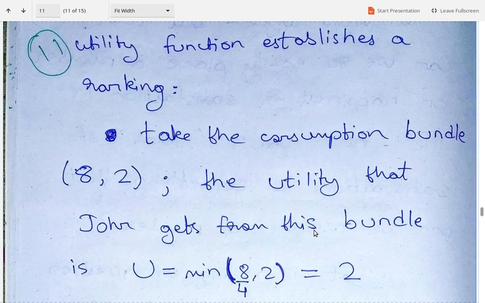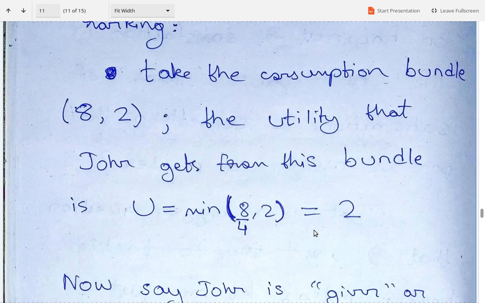The utility that John gets from this bundle is u equal to the minimum of 8/4, 2, which is equal to just 2. What is the minimum of 8/4 and 2? Well, 8/4 is just 2. So the minimum of the two numbers, 2 and 2, is just 2.